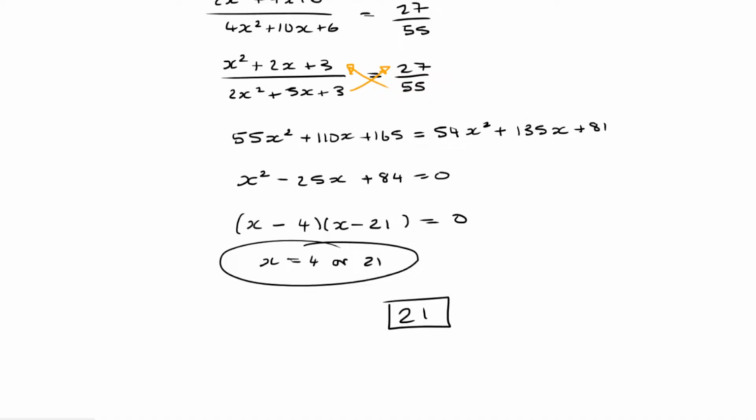Interquartile range is just the upper quartile minus the lower quartile. So you just have to work out both of those.